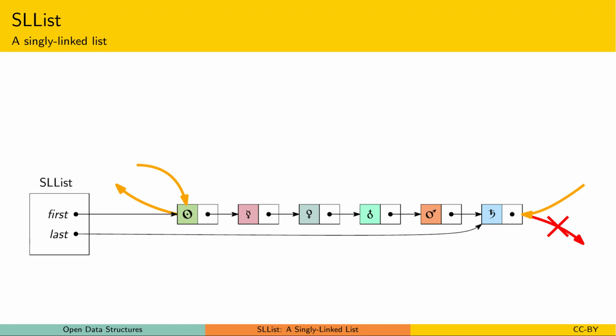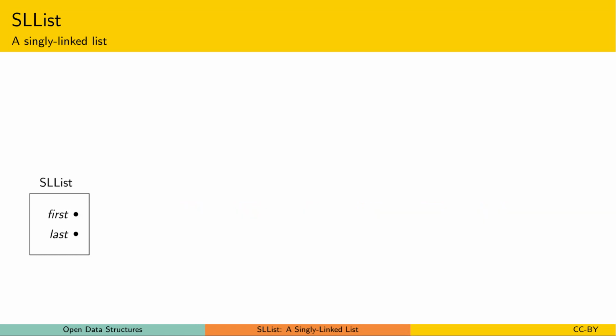If you ever find yourself implementing an SLList, there are two cases that need special care. When we add a value to an empty SLList, we have to set both the first and last pointer to the newly added node. Similarly, when removing the last element from an SLList, both the first and last pointer should be set to null.